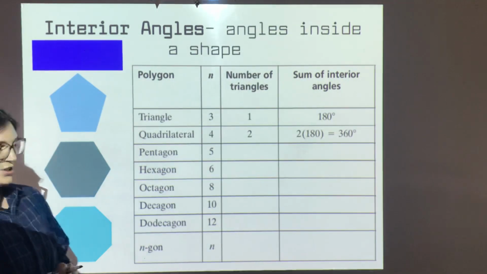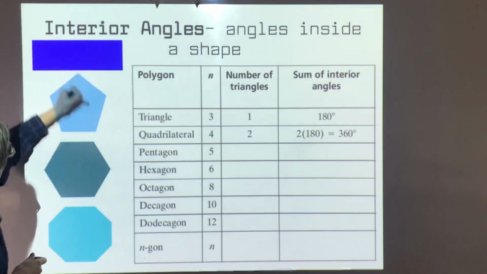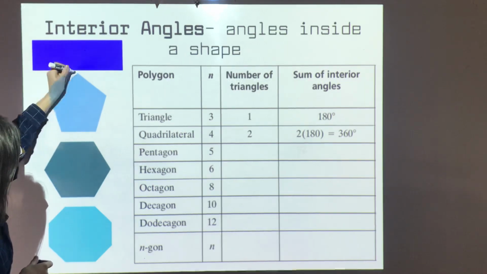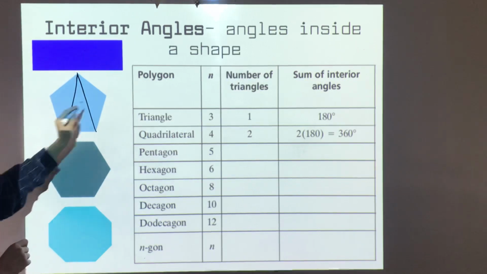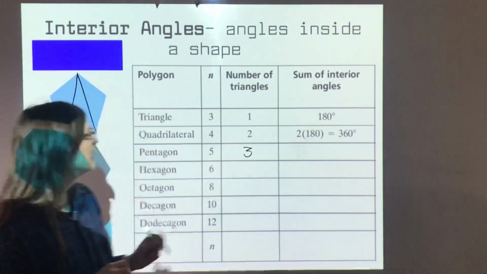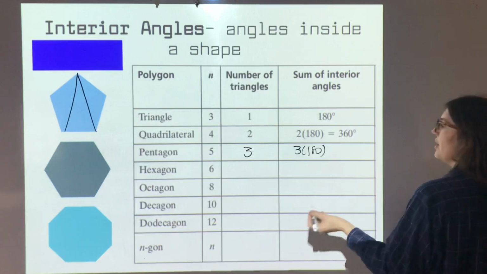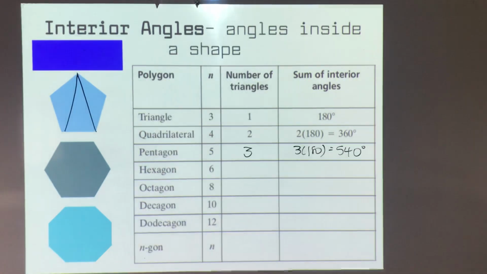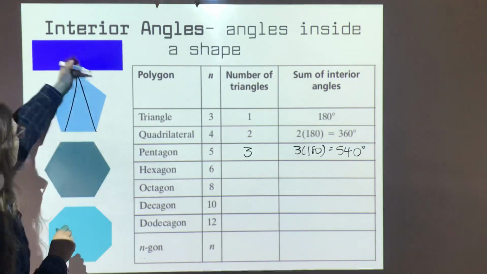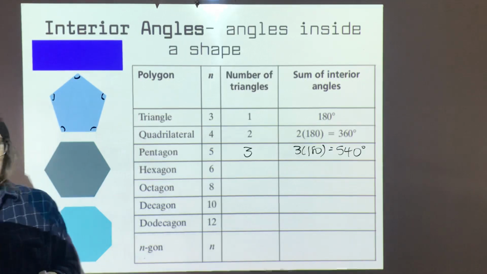Okay, let's move on to the pentagon. Our goal is to draw triangles in here. I'm just going to pick a point and go to all of the other ones. If I go here, that would make a triangle. If I draw a line here, there's a triangle in here. So this time I have 3 triangles in the pentagon. Since each triangle is 180 degrees, 3 times 180 is 540. So pentagons will have a sum of 540 for all of the interior angles. This angle plus this, plus this, plus this, plus this will be 540 degrees.